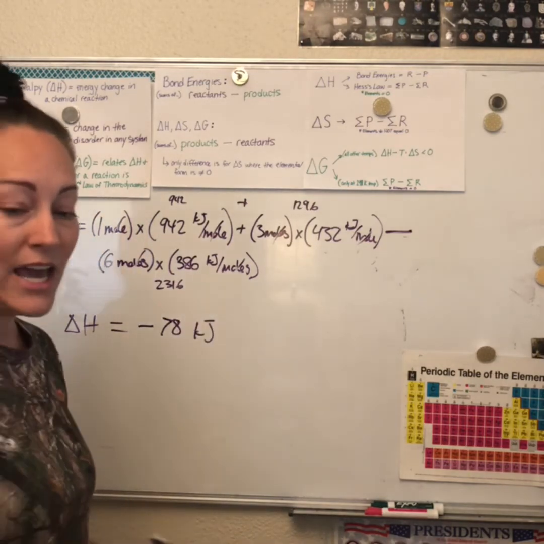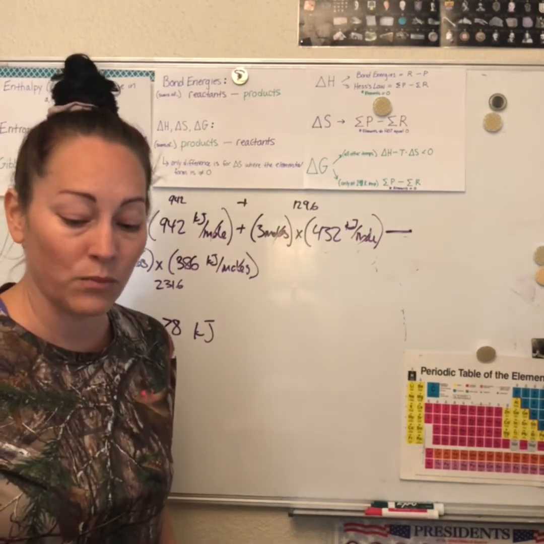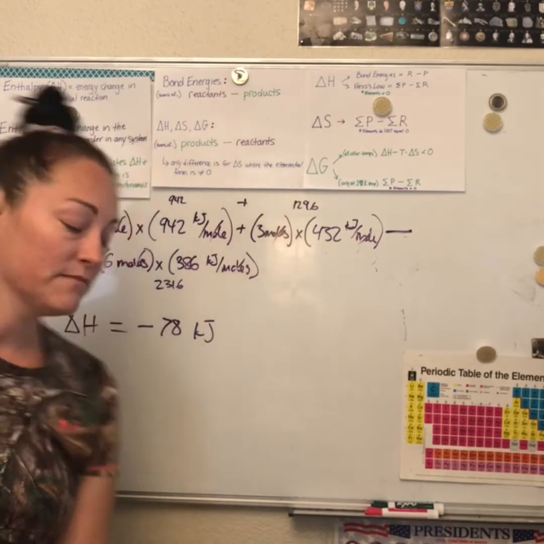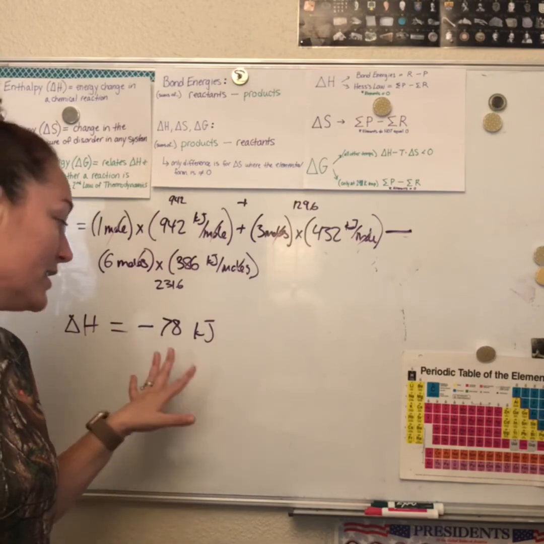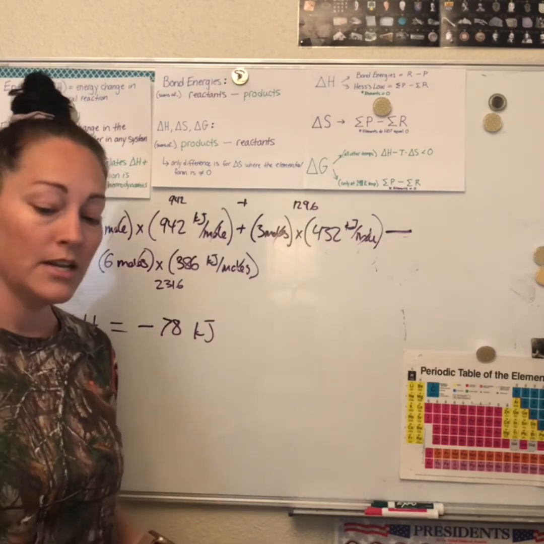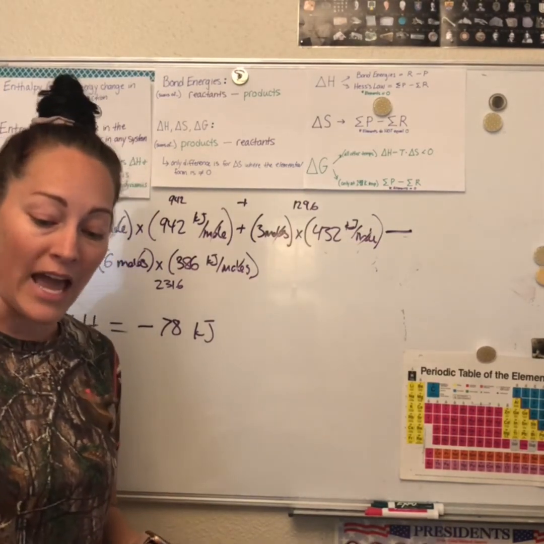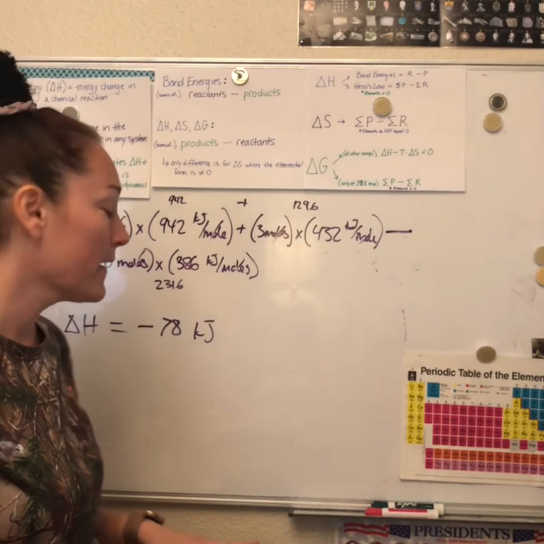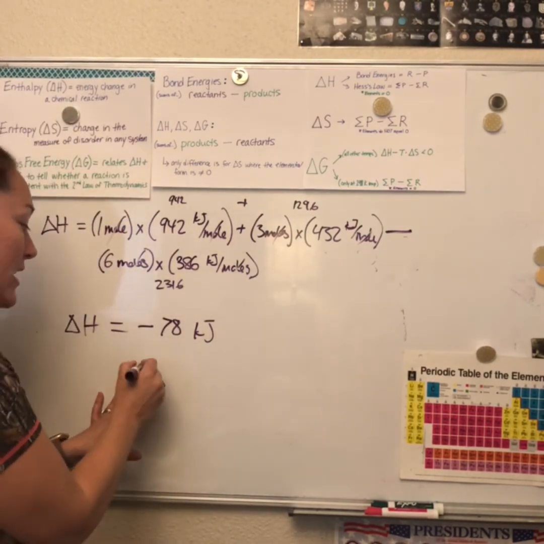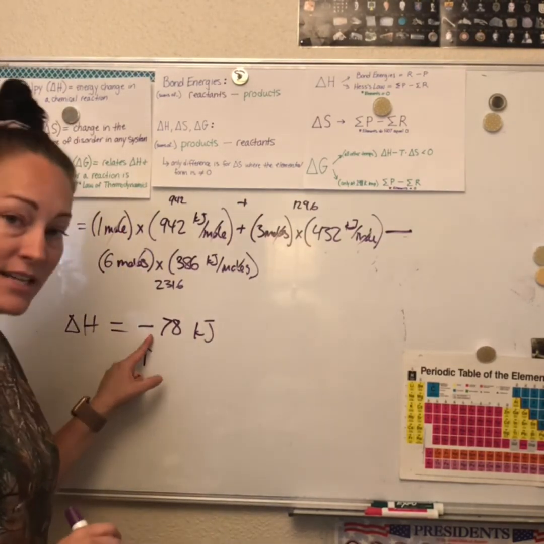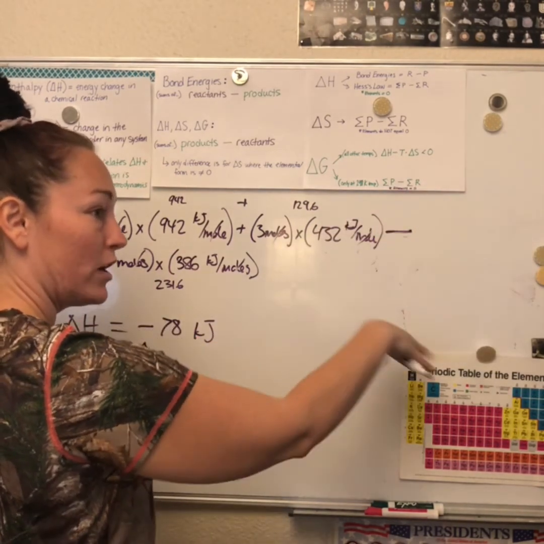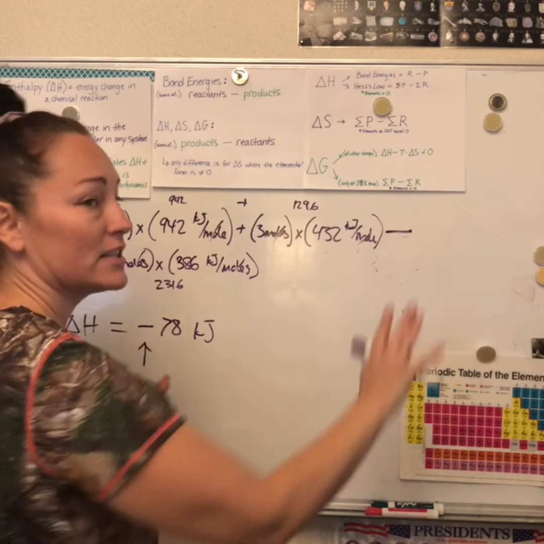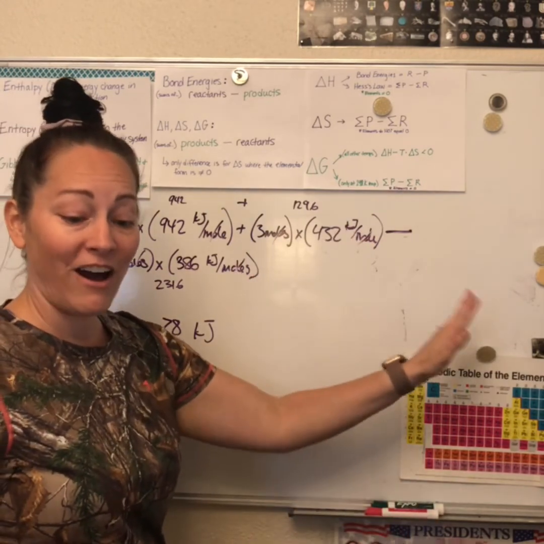Okay, so they had asked me 2 questions. They said, what is the delta H for this reaction? The enthalpy is negative 78 kilojoules. That's the change in energy. Now, they also asked, is this endothermic or exothermic? So I look at this, and I can tell by looking at my sign. It is negative, which means the energy is part of the products, which means it's going to be exothermic. It's going to give off heat.